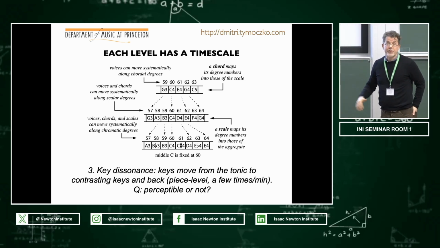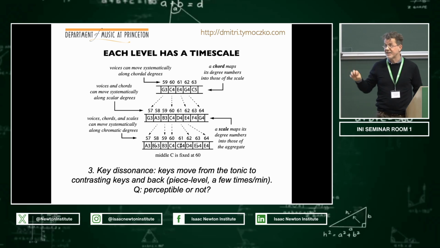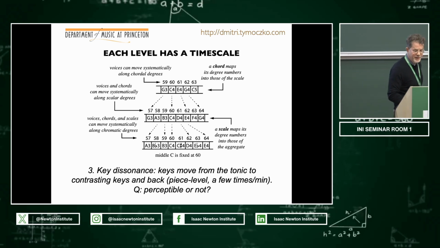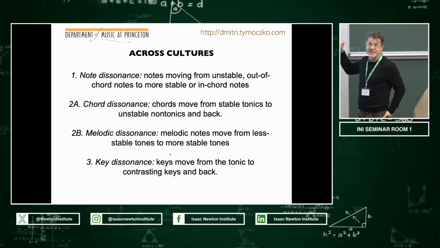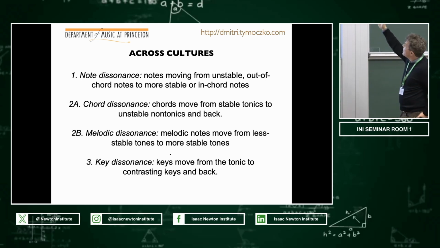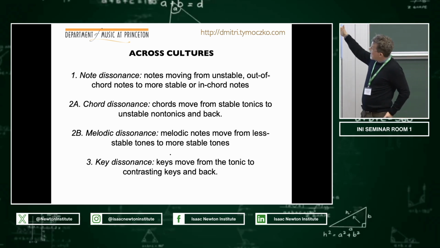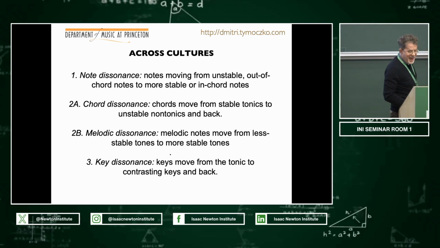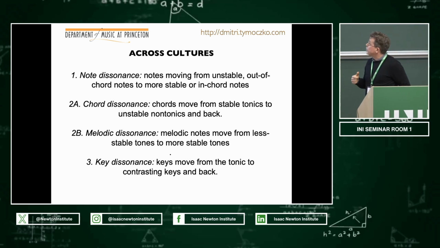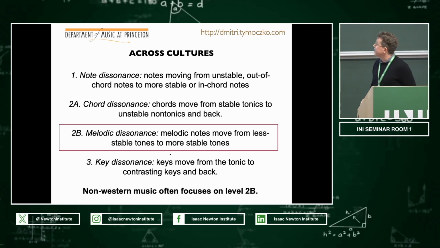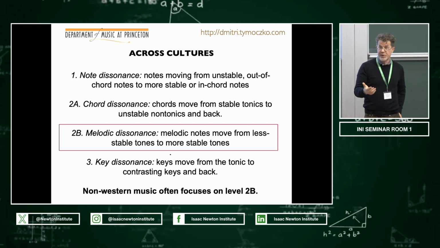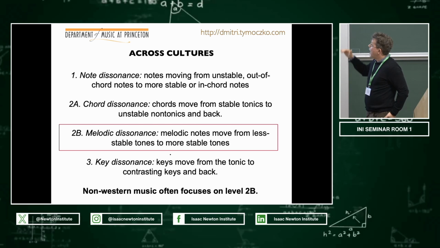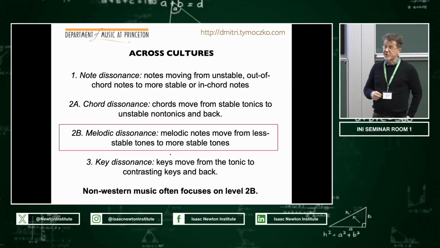And there are some actual interesting questions about the extent to which this highest level of motion is perceptible by ordinary listeners who don't have absolute pitch. So putting that all together, we get these 4 levels of dissonance happening at 4 different time scales: note dissonance, chord dissonance, melodic dissonance, key dissonance. And you might ask, to what extent is this Western? To what extent is this non-Western? It's really level 2B that is closest to being a musical universal. You find level 2B in lots and lots of different musical cultures.